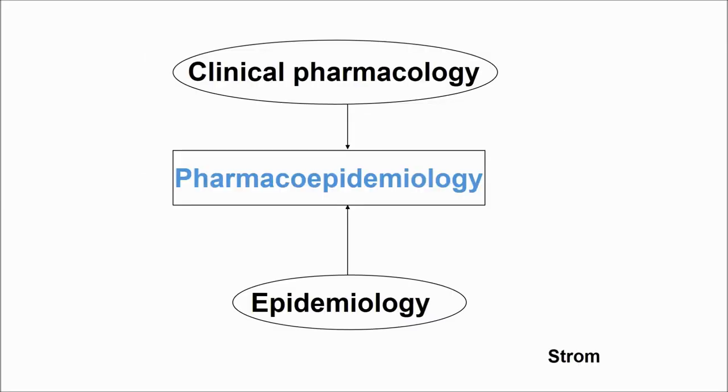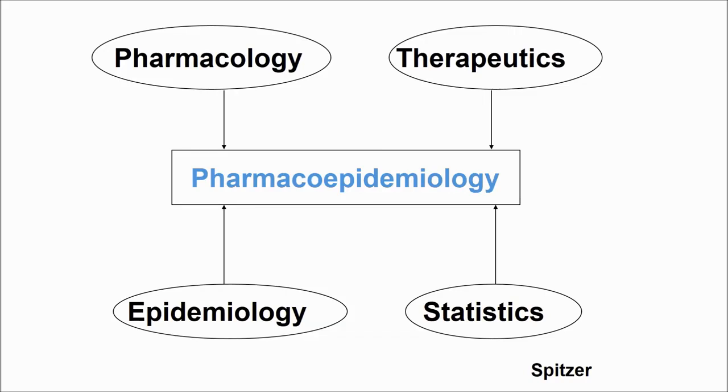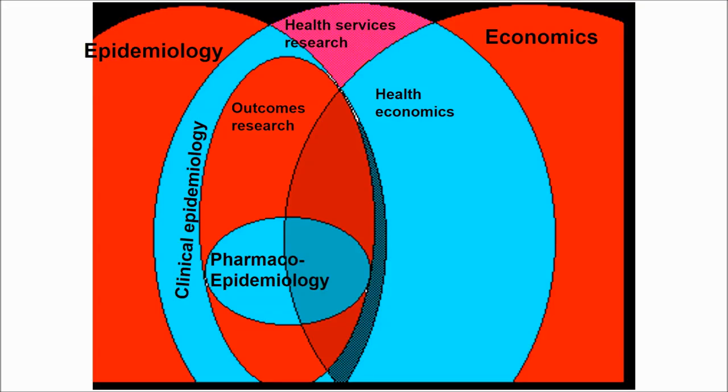So pharmacoepidemiology here interacts with two major fields of science: epidemiology, which is concerned with disease, and clinical pharmacology, which is concerned with the drugs. So pharmacoepidemiology interacts with four major types of sciences: pharmacology, therapeutics, epidemiology, and statistics. So it's an interaction between epidemiology, clinical epidemiology, outcome research, health economics, and health services research. All of them interact with clinical pharmacology and pharmacoepidemiology.